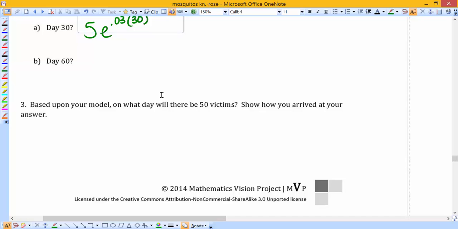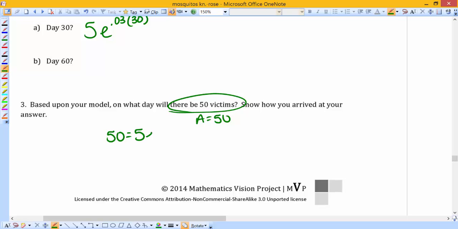Now, based on your model, when will there be 50 victims? That means your A equals 50. So this is going to be 50 equals 5e to the 0.03t. We are looking for t. So I need to start by dividing by 5. You need e to be completely alone. Remember back at the beginning of the task, I showed you guys that when you see e and the ln together, the natural log, they will undo each other. So that's where I'm headed with this.